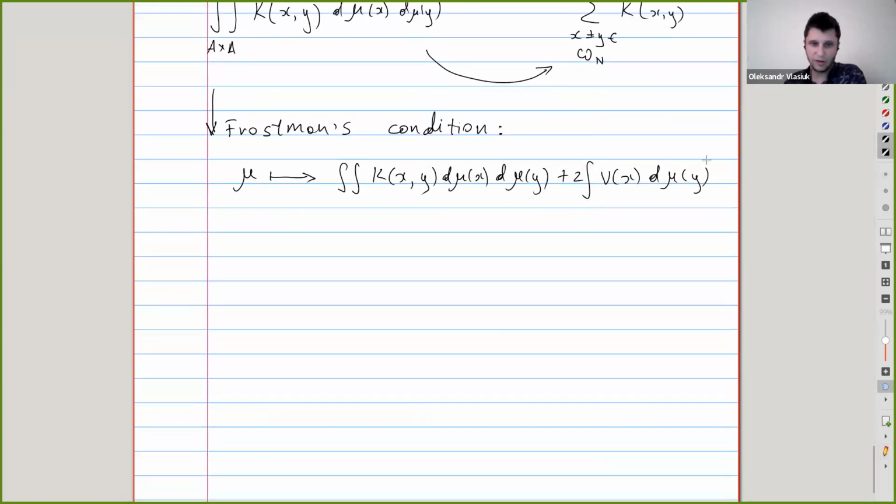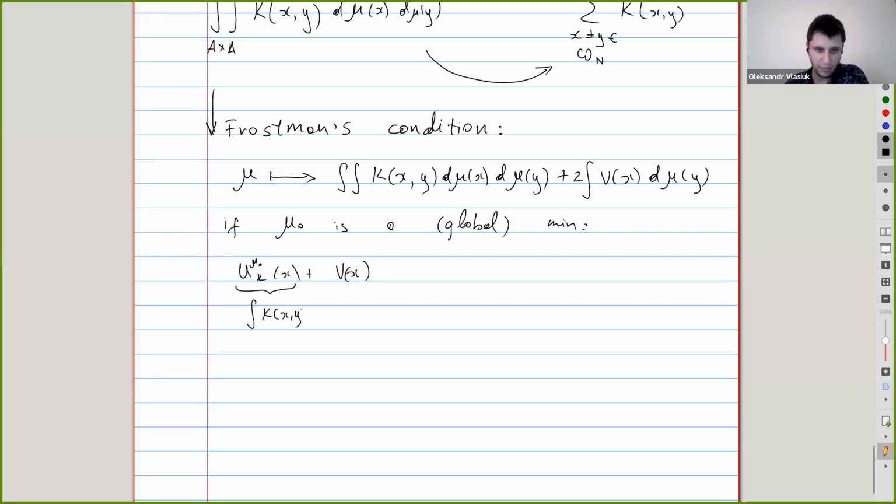Okay. So what does the Frostman condition for this functional say? Well, it says that if you have a minimizer, so if, let's say, mu_0 is a global minimizer, then the following conditions hold. So basically, the potential of this measure mu_0, right, which consists of two parts. This is a single integral of k(x,y) with respect to mu, and this is the same V as before. So this is at least some constant quasi everywhere on, let's say, A, assuming we're optimizing over measures on A. If not, it's quasi everywhere on the entire space.